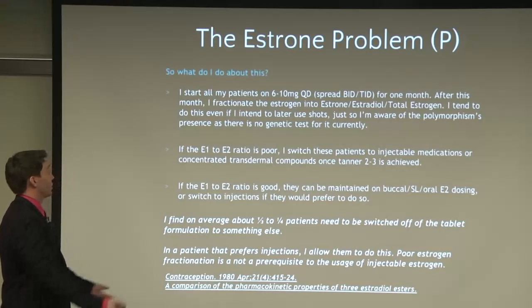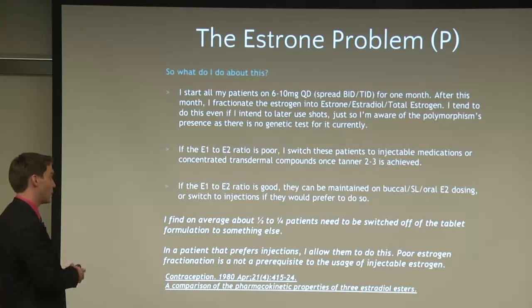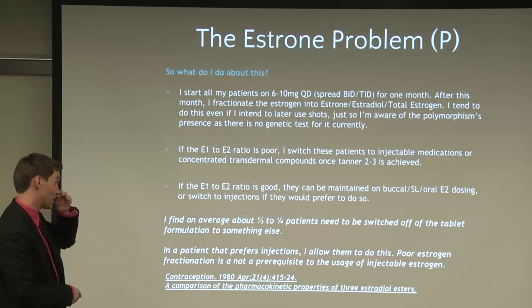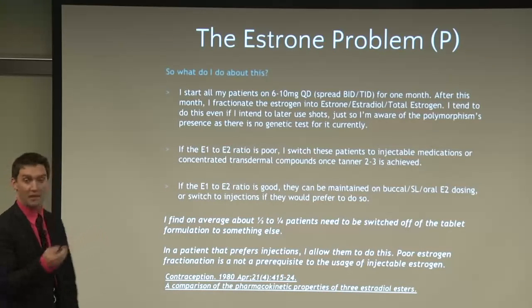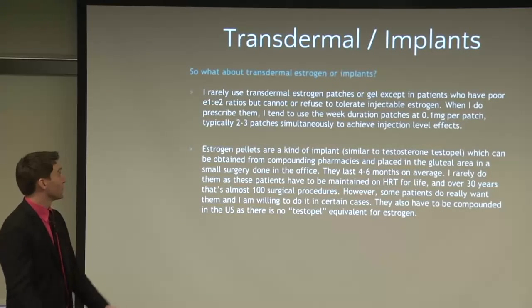All right, so as I talked about, I start them all that way. If the ratio is poor, I switch them to injectable. If the ratio is good, they can be maintained that way. I'd say about half now. I really should update this. I used to say about a third to a quarter, but I'd say about half of them have this genetic issue where they just cannot process it properly.